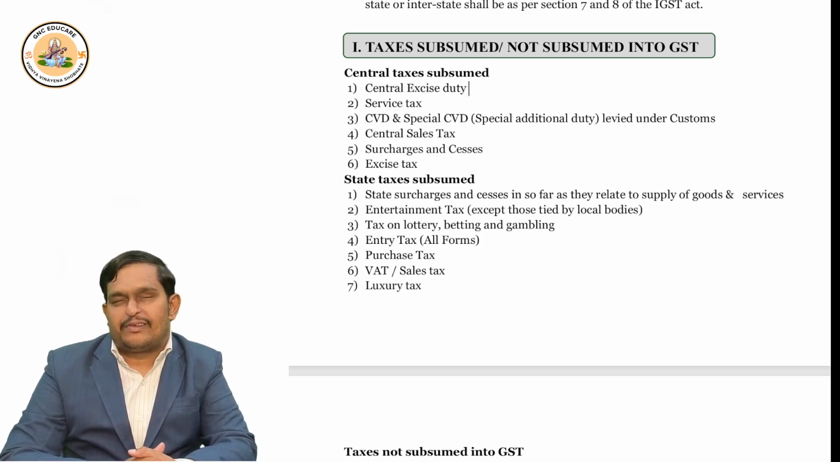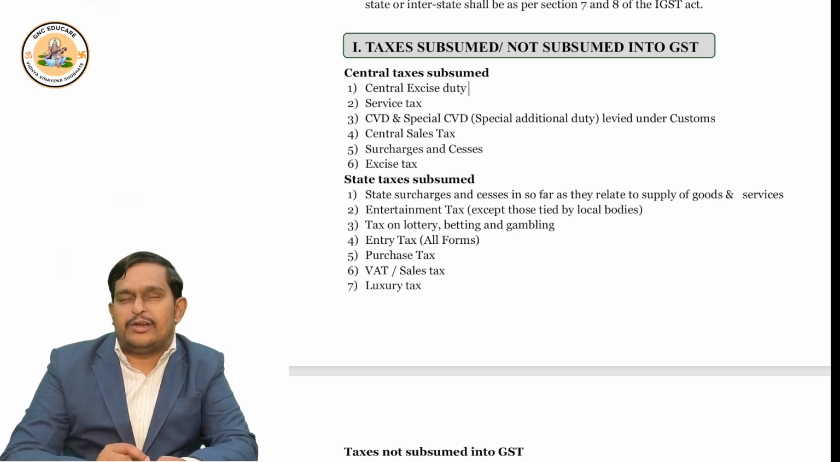That is subsumed. Luxury tax was there. If you were buying luxury products, luxury tax was levied. Purchase tax: if you sell, sales tax; if you buy, purchase tax. If goods come into the state, entry tax. Octroi was also levied. So many state level taxes were there. And again, tax on winnings from lottery, betting, gambling, and surcharges and cesses at state level. So many taxes which the central and state governments levied are subsumed into GST.